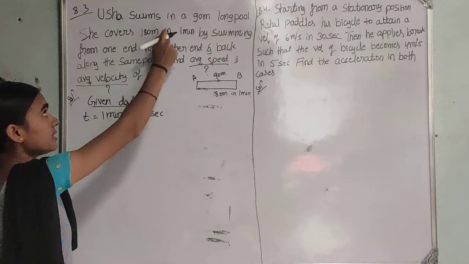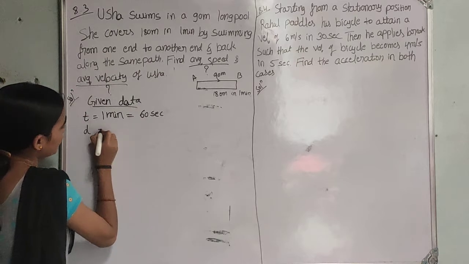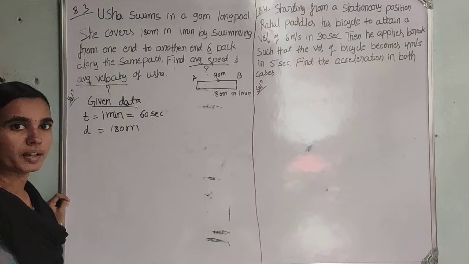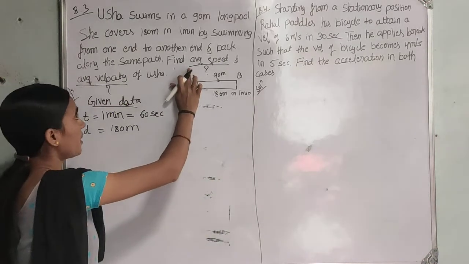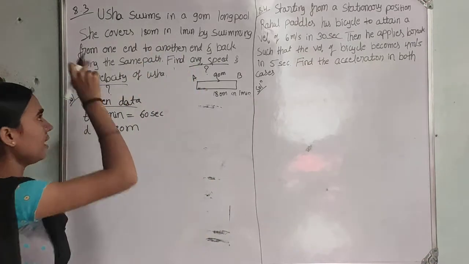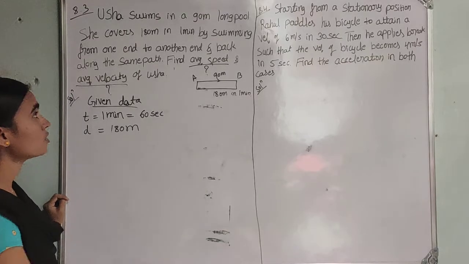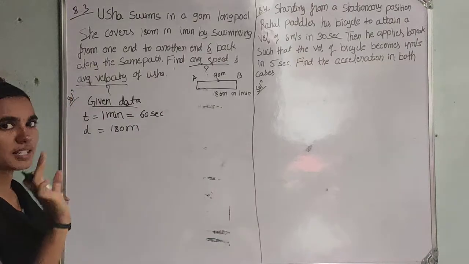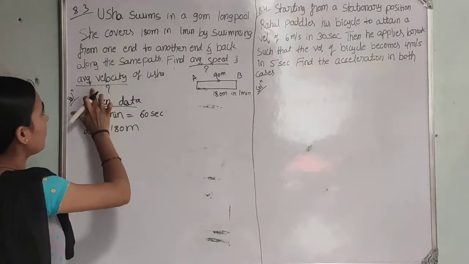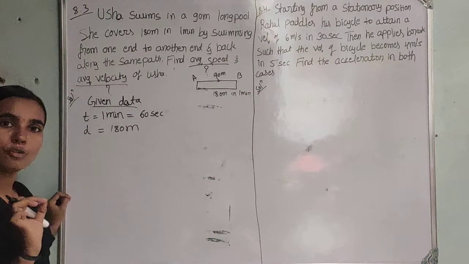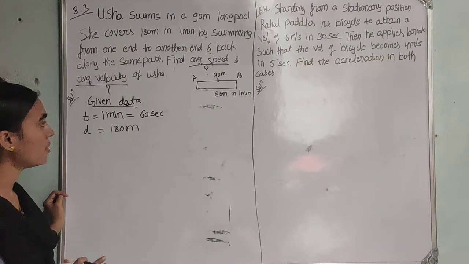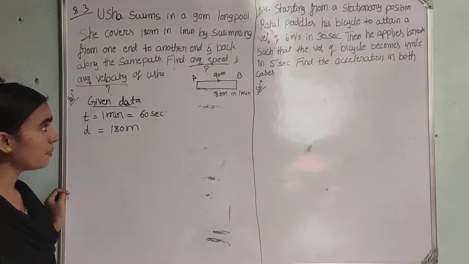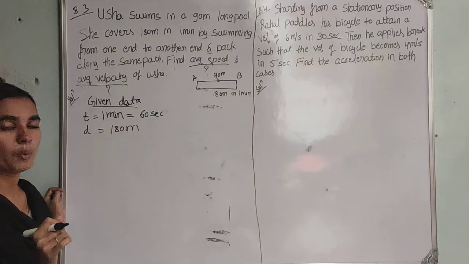What is the distance covered by Usha? That distance is 180 meters. What do we have to find? We have to find the average speed and the average velocity. To find the average speed, we have the formula distance divided by time. But to find the velocity, we have the formula displacement divided by time. In the problem they gave a distance of 180 meters, but they didn't give the displacement.